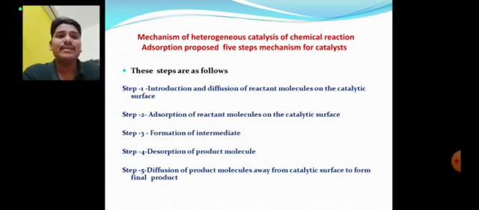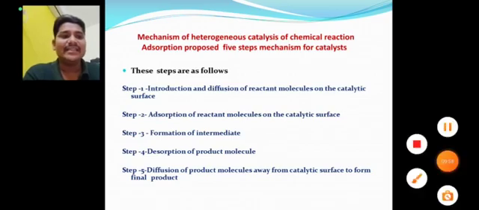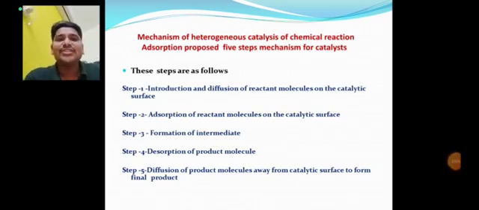Adsorption proposes a 5-step mechanism for the catalyst. The steps are as follows. Step number 1: introduction and diffusion of the reactant molecule on the catalytic surface. Second one is the adsorption of the reactant molecule on the catalytic surface.